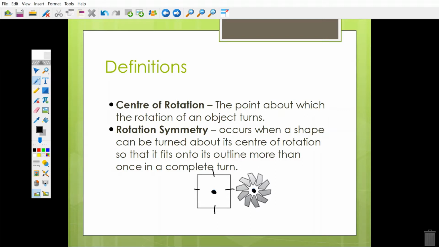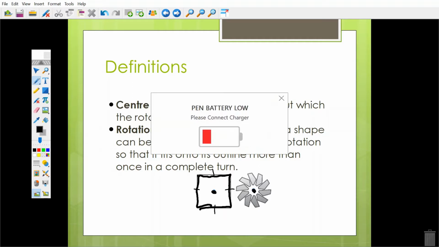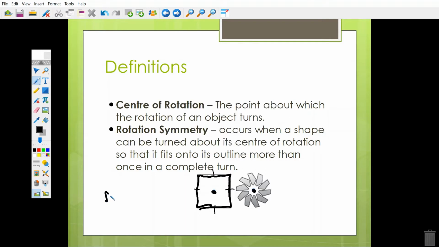Essentially what it means is, as you turn the shape, so if we were to rotate this square in one complete 360-degree rotation, how many times would it look exactly as it does right now? For a square with 4 equal sides, it would have an order of rotation of 4. So in order for something to have rotation symmetry, it has to look like itself more than once. Okay?